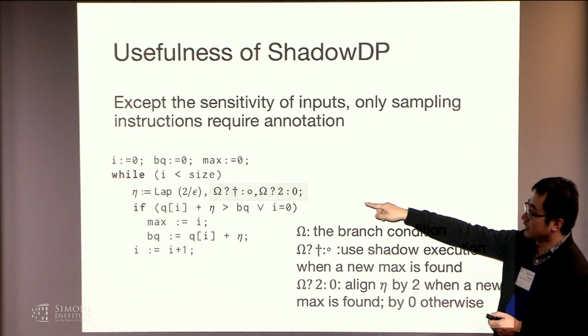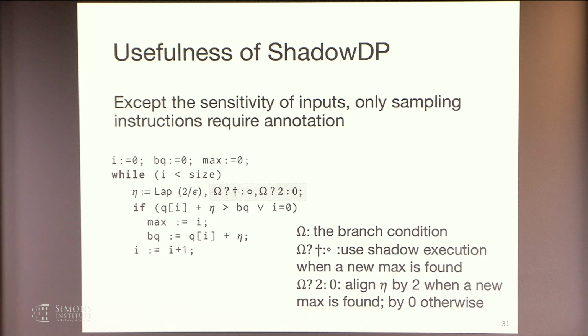This is the only annotation required from the programmer. For each sampling command, we require the programmer to write down which execution you want to pick, the shadow execution or the aligned execution, and what the alignment will be for the fresh noise you get. That's the only annotation. Due to the sake of time, I won't explain this very carefully, but this is exactly the alignment strategy I showed you previously in the example. So you can specify when to switch between the shadow execution and the normal execution, and how much you want to align the fresh randomness you get from the sampling command.